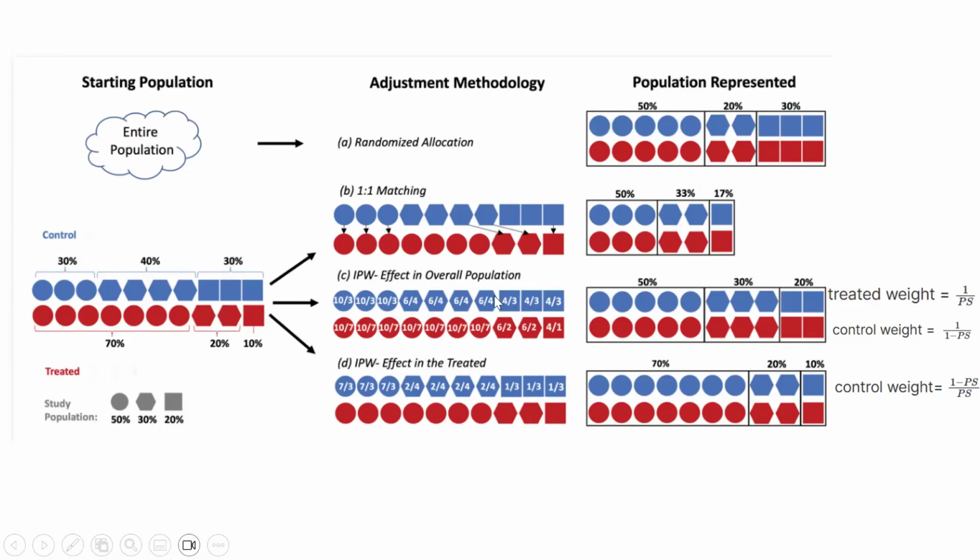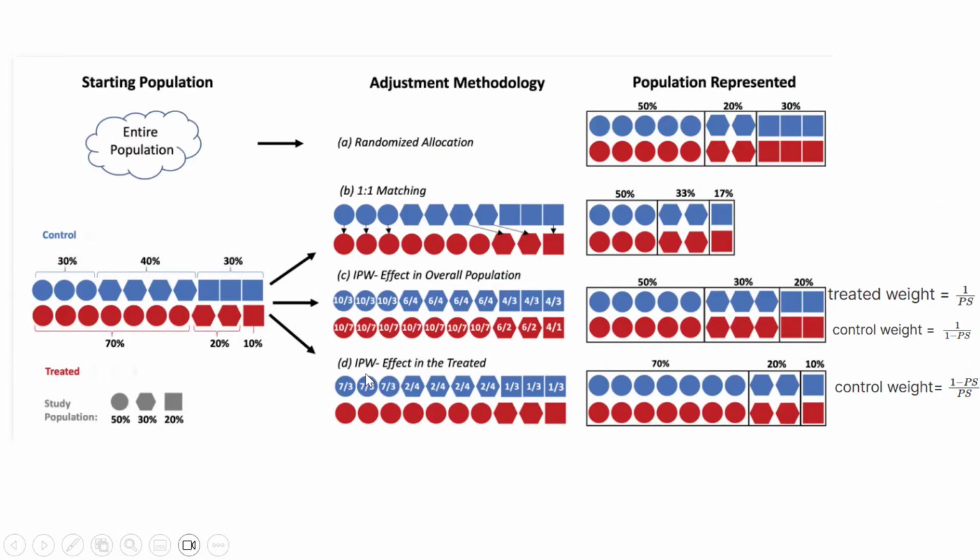Here, for the treatment group, we use 1 divided by propensity score for the weighting. For the control group, we assign weights by using this formula: 1 divided by 1 minus propensity score. So at the end of your weighting, you get a population which is exactly similar to your overall entire population: the same number of circles, the same number of hexagons, and the same number of squares.